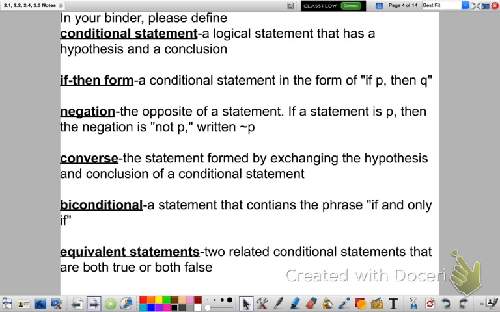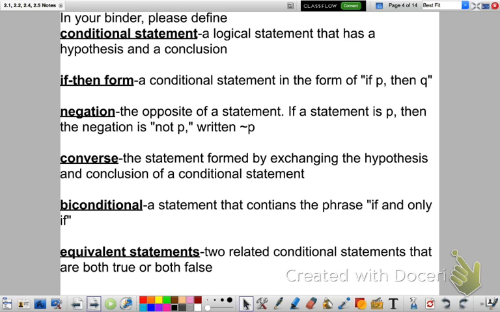Vocab. Conditional statements are logical statements that have a hypothesis and a conclusion. If-then form is a conditional statement written in the form of if P, then Q. The negation is the opposite of a statement. So if we say the statement is P, then the negation would be not P, written tilde P.